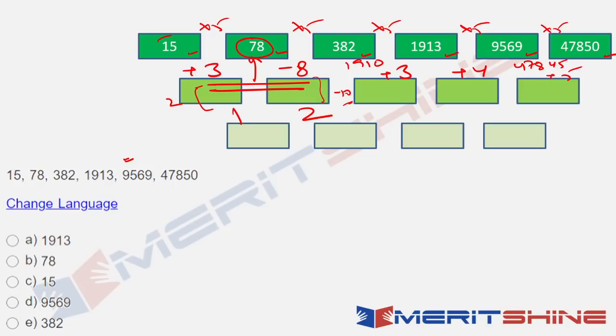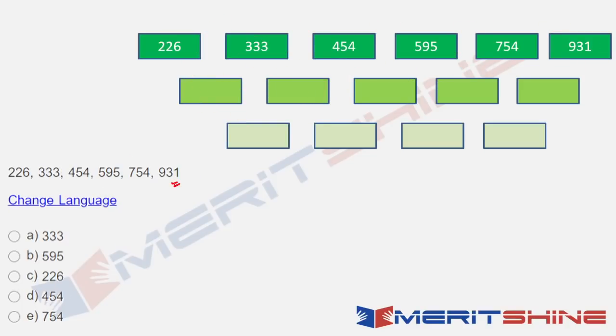All right, let's take up the next question. Okay, this question I will put in both the easy as well as the tricky part. Why? Because if it clicks for you, you can solve it very easily. 226, 333, 454, 595, 754, 931. If you can figure out that all these numbers are in and around some perfect square, then you could have solved it very easily.